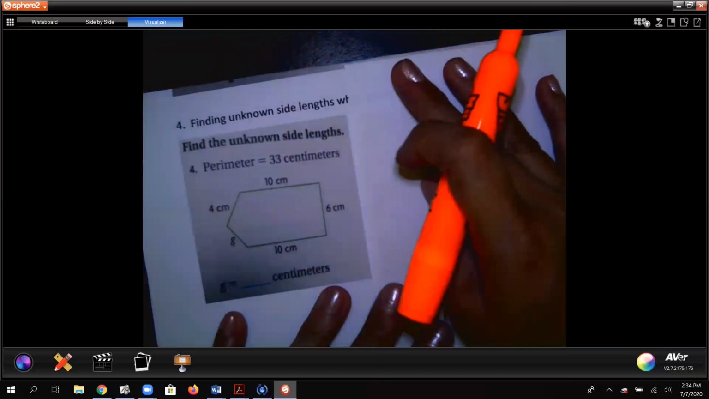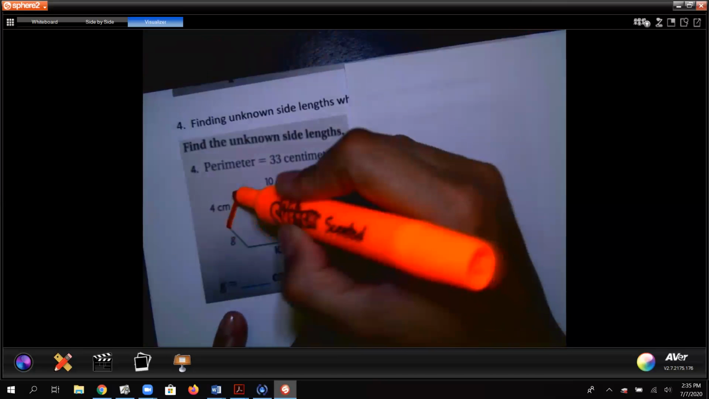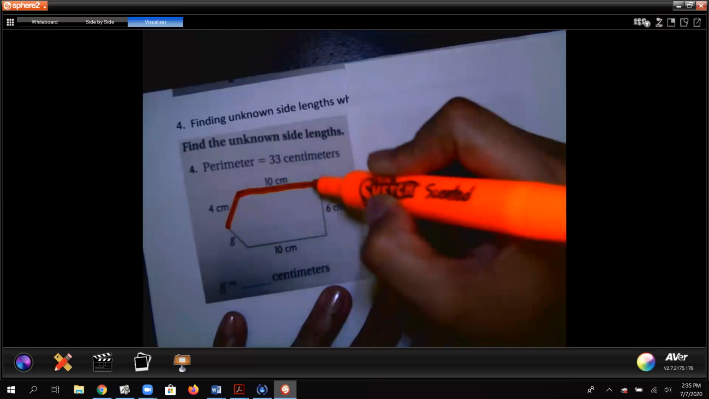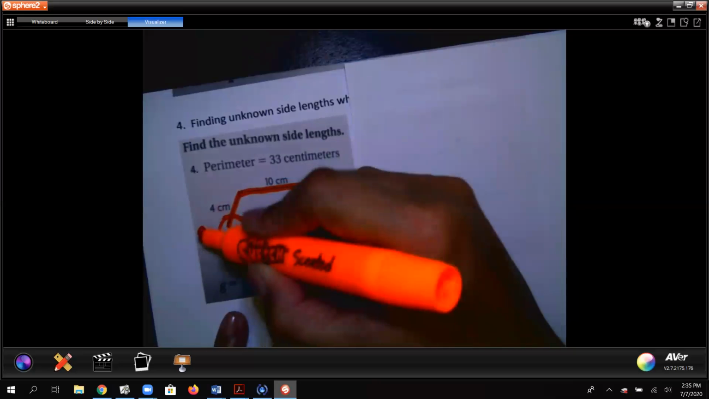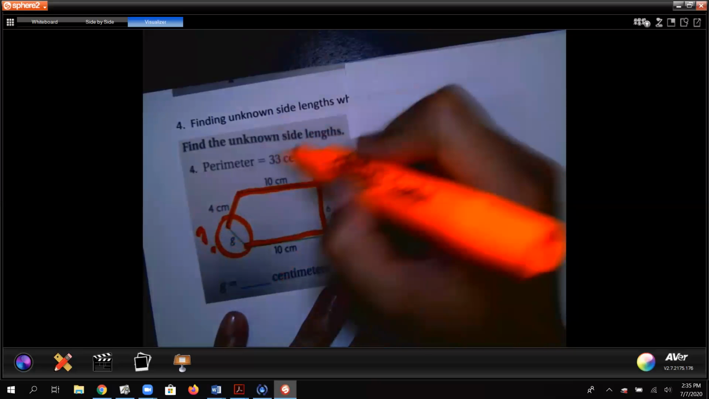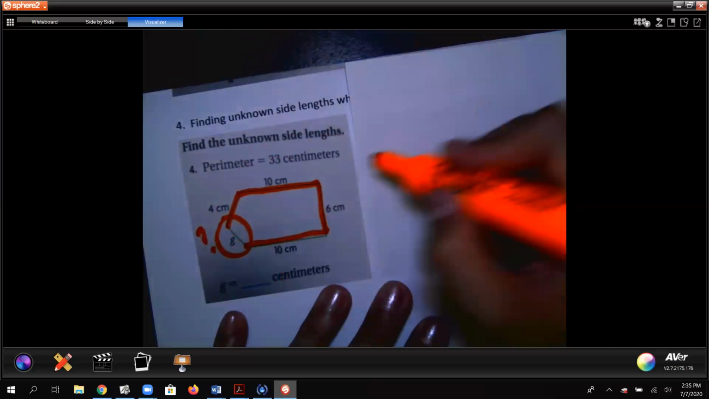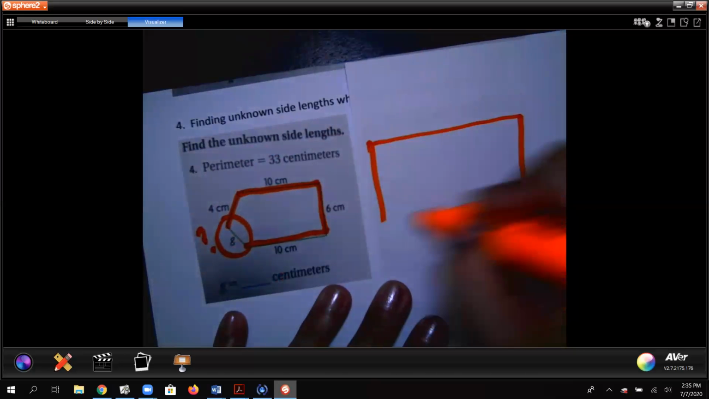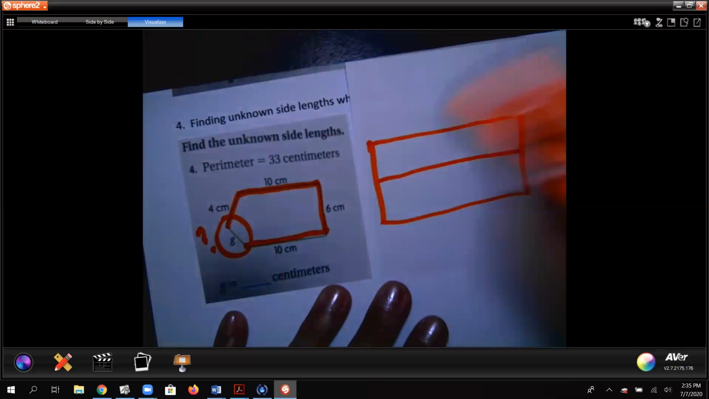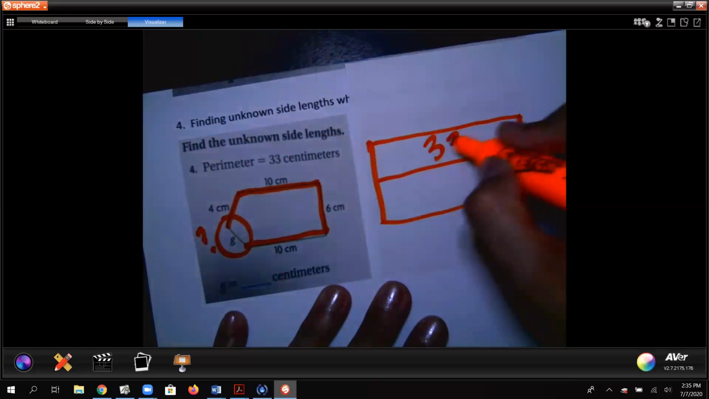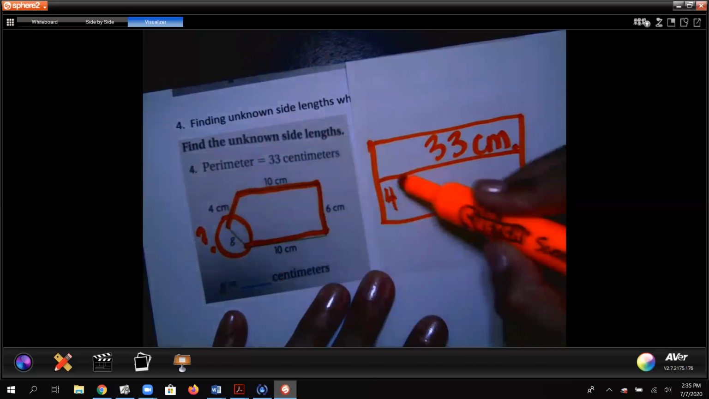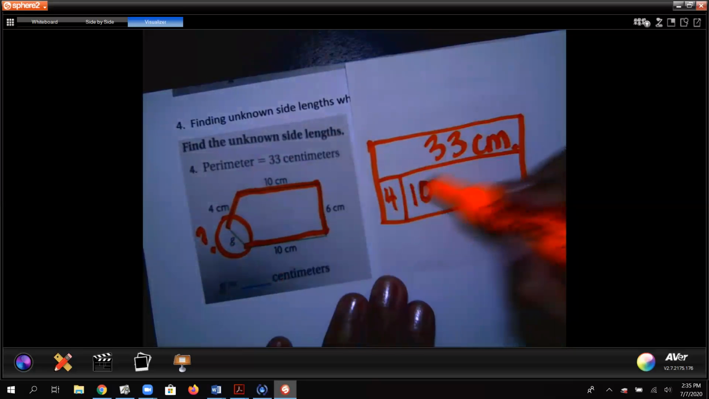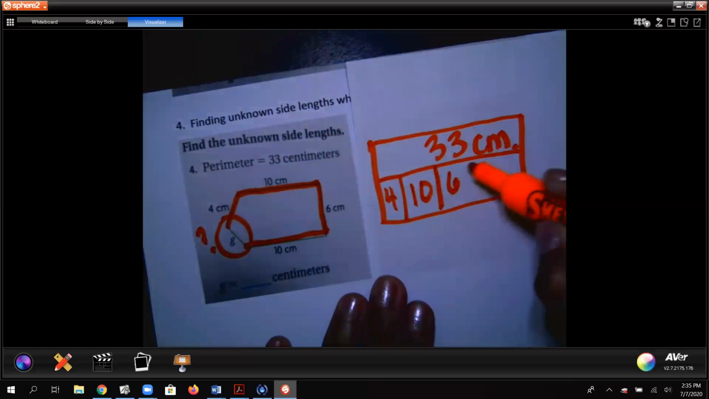Unknown means that we don't know it. If you notice, we know this as 4, 10 centimeters, 6 centimeters, 10 centimeters, but we don't know G. That's the question mark. That's the part we're missing. And we know the whole. It gives you the whole. So let's do our part whole. Our whole is 33 centimeters. And our parts, we know one is 4. We know one is 10. We know one is 6, 10, and question mark.